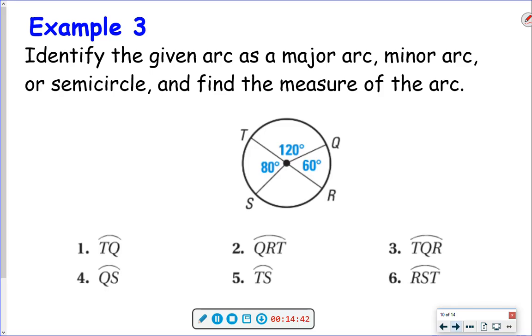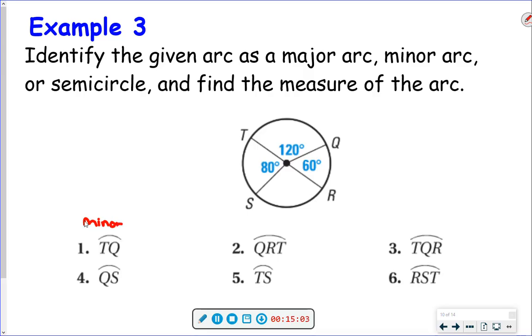Now this we have a little more work, I mean, not that much, because it wants you to also say if it's a major, a minor, or a semicircle. So not only do I want how many degrees it is, but you're going to tell me is it major, minor, or a semicircle. So clearly, I haven't even looked at the picture, but I know this one, two letters, minor. Now I'm going to actually try to find the measure of it.